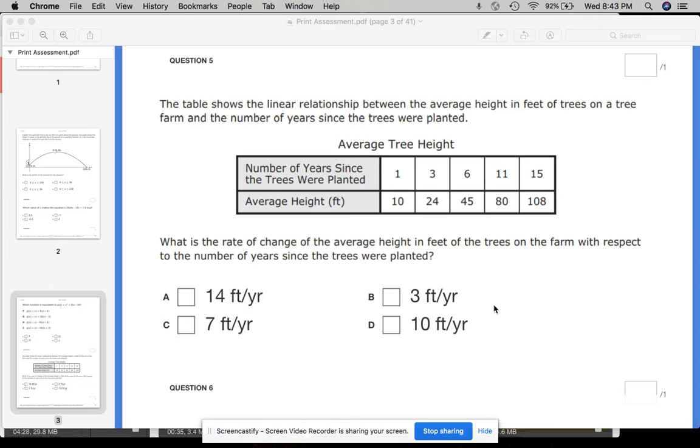What is the rate of change of the average height in feet of the trees on the farm with respect to the number of years since the trees were planted? A, 14 feet per year. B, 3 feet per year. C, 7 feet per year. D, 10 feet per year.